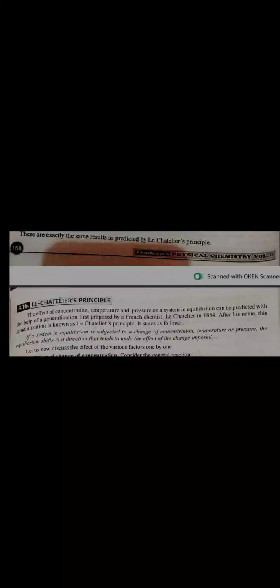4.16 Le Chatelier's principle. The effect of concentration, temperature, and pressure on a system in equilibrium can be predicted with the help of a generalization first proposed by a French chemist, Le Chatelier, in 1884. After the name, the generalization is known as Le Chatelier's principle. It states as follows: if a system in equilibrium is subjected to a change of concentration, temperature, or pressure, the equilibrium shifts in a direction that tends to undo the effect of the change imposed.